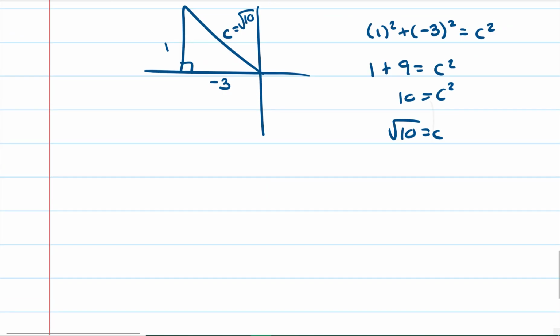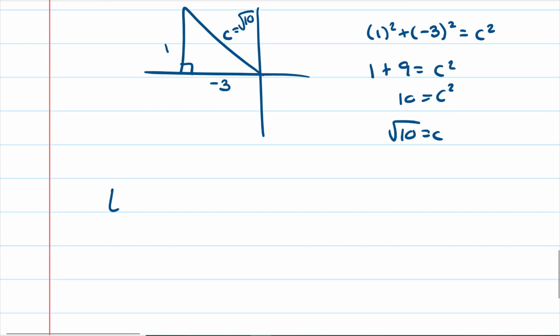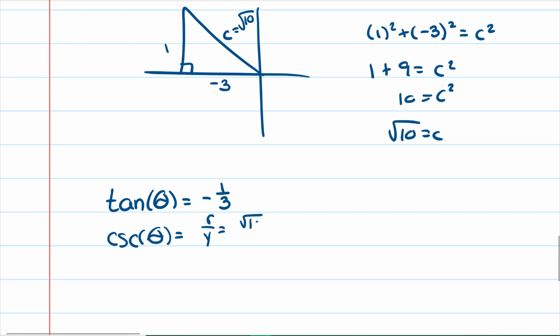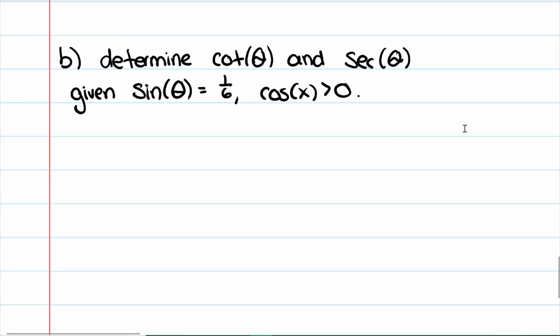And then I want tangent. So tangent of theta is going to be negative 1 over 3. I also want cosecant. So cosecant of theta is r over y. So it's going to be the square root of 10 over negative 1, which is just the negative square root of 10. Okay, now let's do part B.